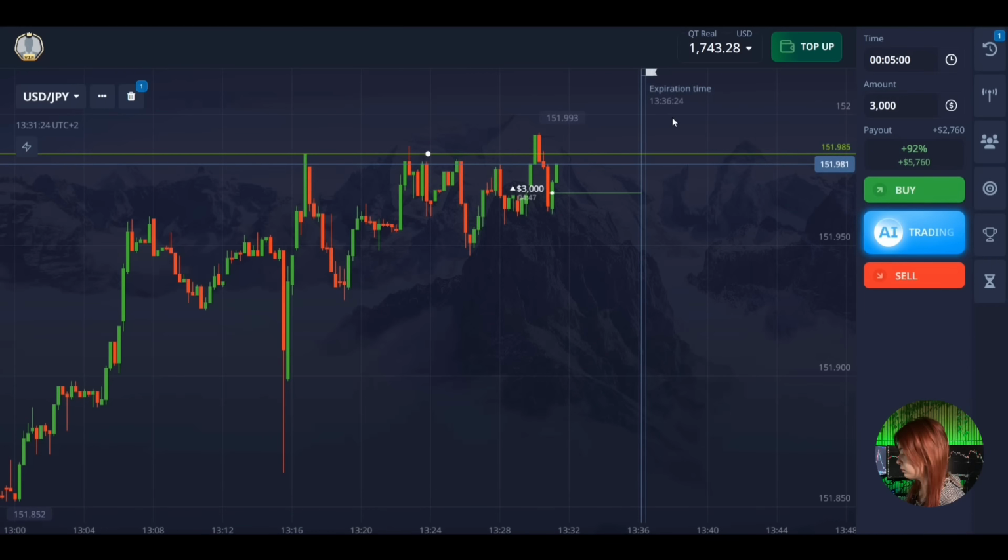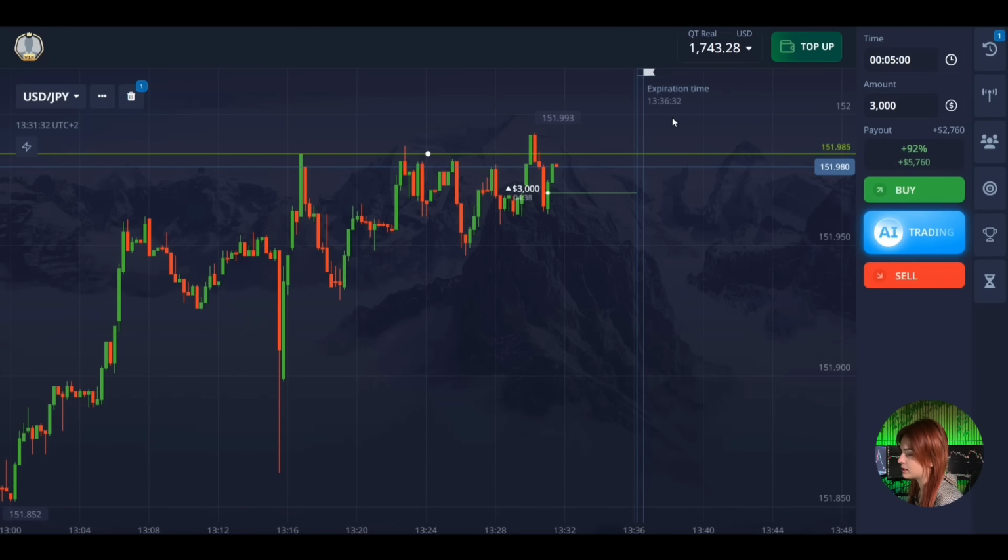Guys, let's try to make profit. I hope that 5 minutes will be enough for us here. Even taking into account that if the price continues to move for some time in the consolidation zone, guys, let's wait for the end of our deal.